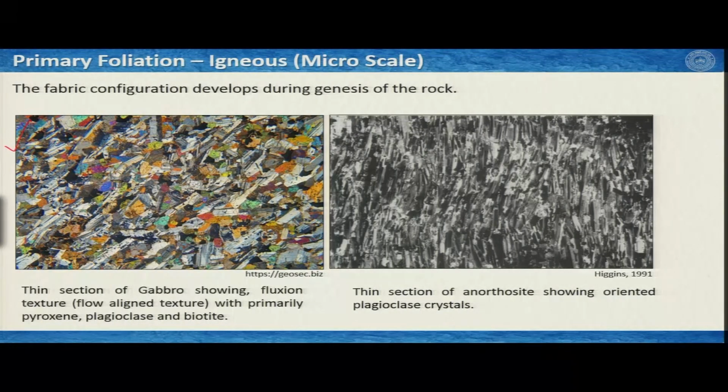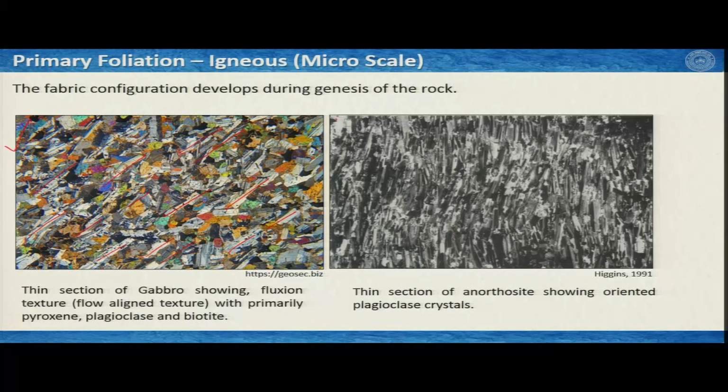looking at this photograph of this thin section, we see that these plagioclase feldspar are giving some sort of fabric in this rock, right. It is not a very strong fabric, but it does define a fabric, and this has formed during the genesis of this gabbro. So, therefore, this is a primary foliation.